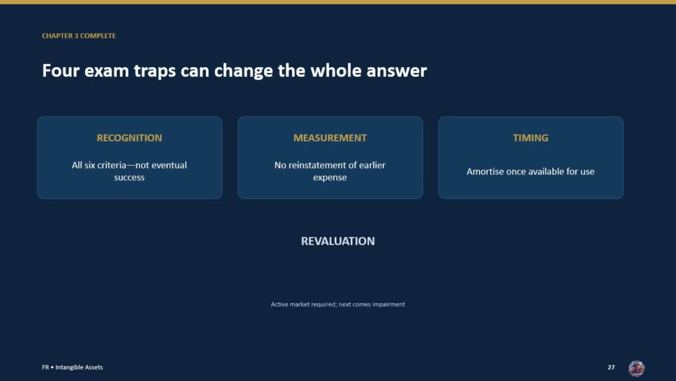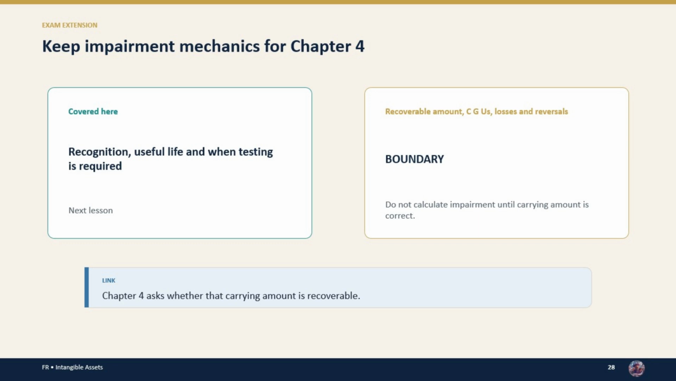Do not capitalize all development merely because the project later succeeds. Start only when all 6 criteria are demonstrated. Do not reinstate early expenses. Do not begin amortization at the recognition date unless the asset is already available for use. And do not revalue without evidence of an active market. Also remember that depreciation of equipment used directly in qualifying development can form part of development cost during the qualifying period. This chapter establishes when an intangible exists and how its carrying amount is built.